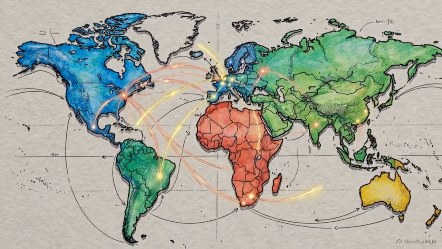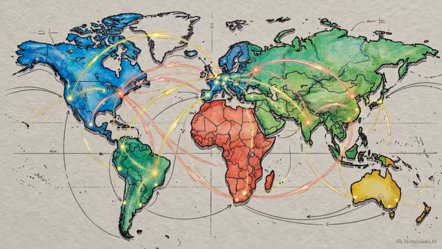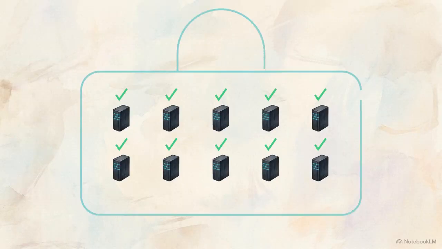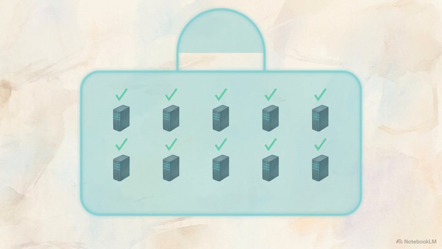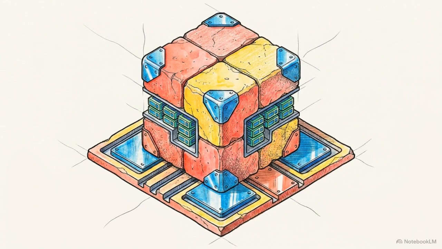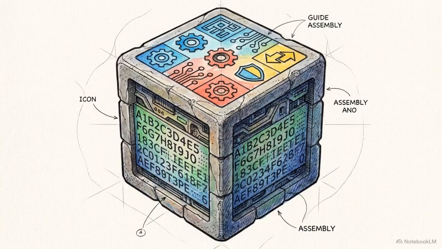This is a globally distributed collection of peer-to-peer computers, called nodes. Their collective job is to maintain and agree upon the current state of the system. These nodes organize data into a block. Stripping away the financial connotations, a block is strictly a data container. It holds a batch of transactions and a set of structural metadata.